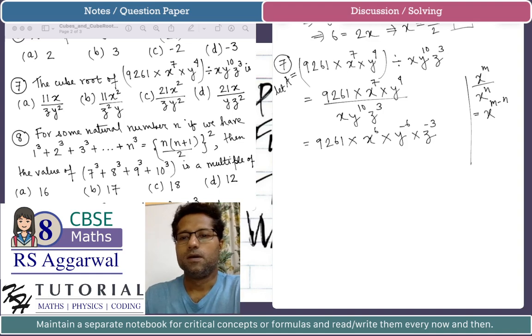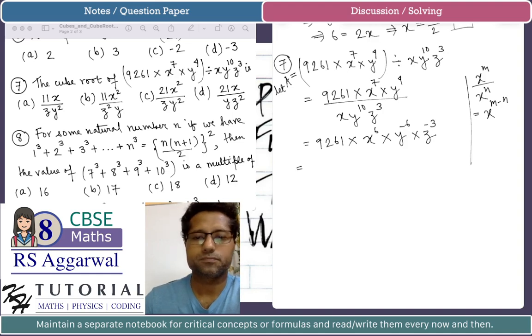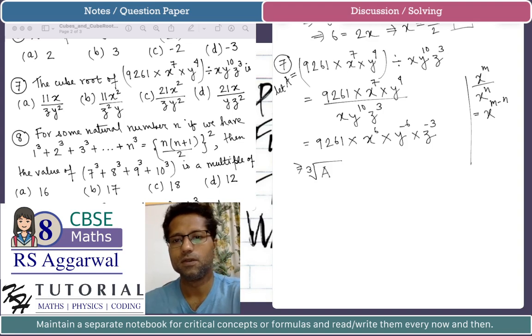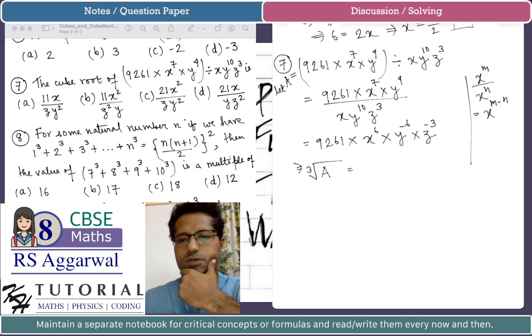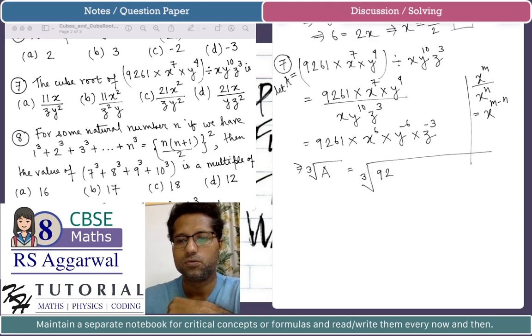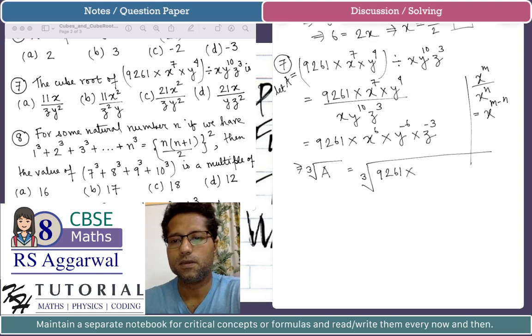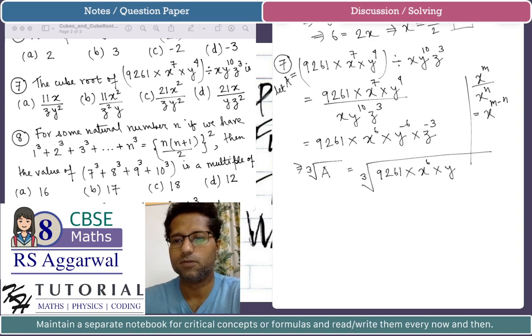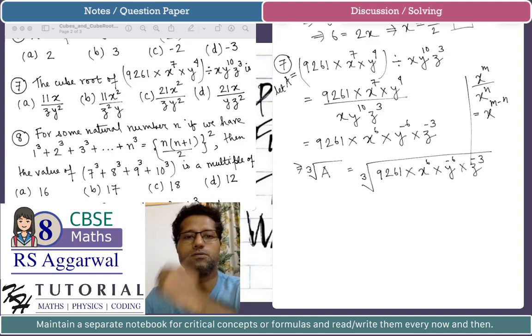Okay, now we have to find the cube root of the given expression, that is the cube root of A, where we have assumed the given expression to be A. So this is equal to the cube root of 9261 multiplied by x cube multiplied by minus x to the power 6 multiplied by y to the power minus 6 and z to the power minus 3.